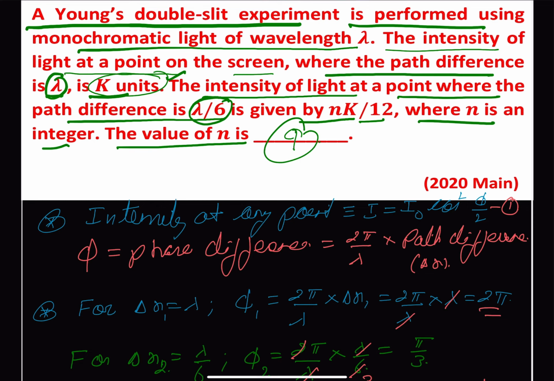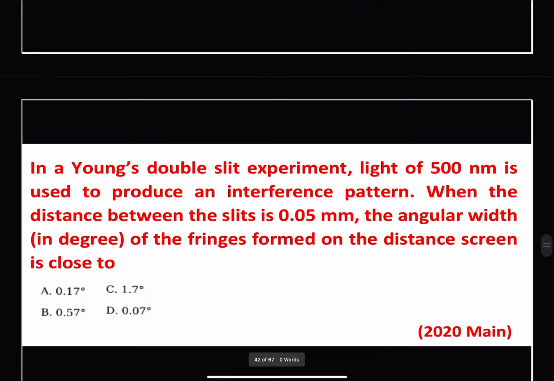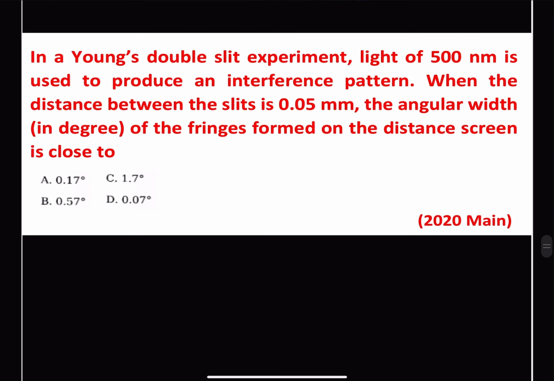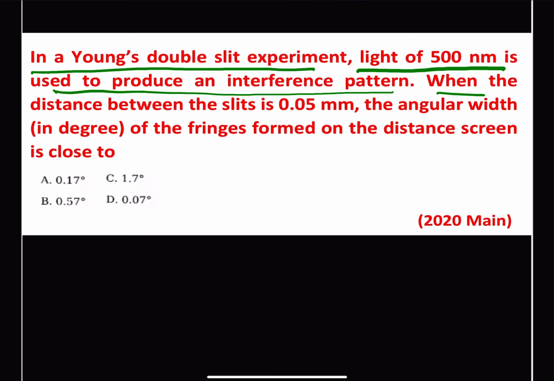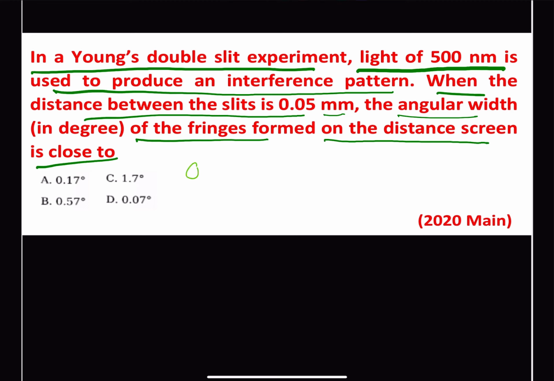Next question. We are given, in a Young's double slit experiment, light of 500 nanometer is used to produce an interference pattern. When the distance between the slits is 0.5 millimeter, the angular width of the fringe formed on the distant screen is close to. So here we have to find out the angular width, and that is based directly on the formula that theta is equal to lambda divided by small d.